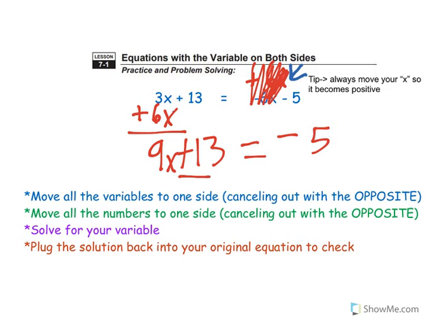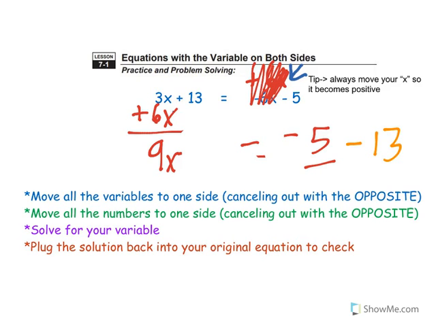So now I have my number here, I have my number. I want to put them both on the same side, so how do I do that? I'm going to subtract 13 from this side, and I'm going to subtract 13 over here. So what am I left with? I'm left with, after this cancels out, 9x equals, what do I have here? I have negative, negative.